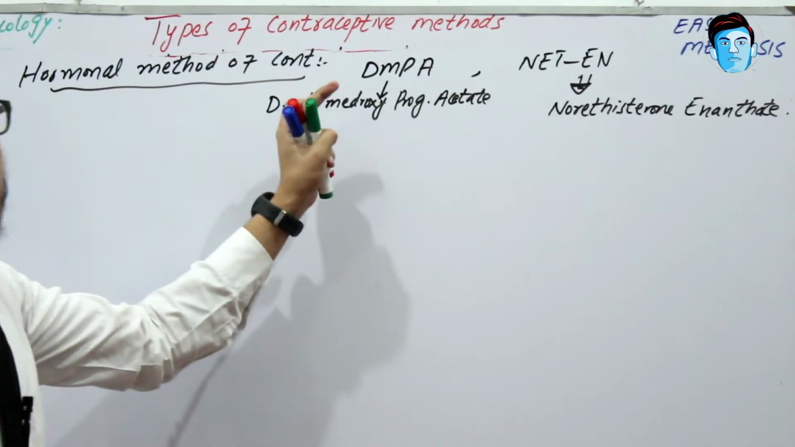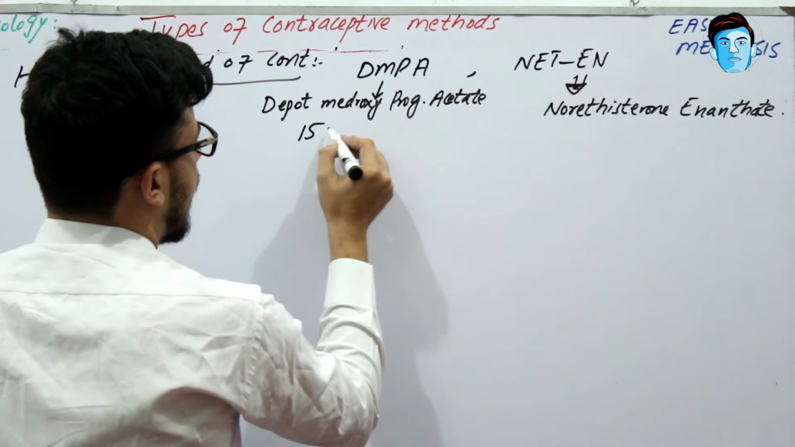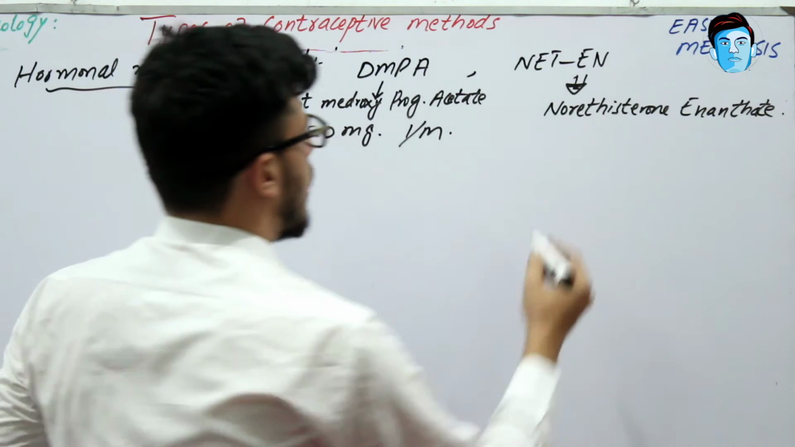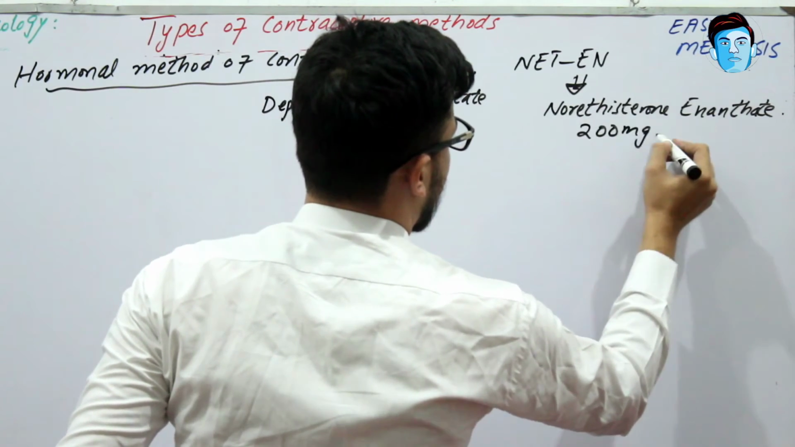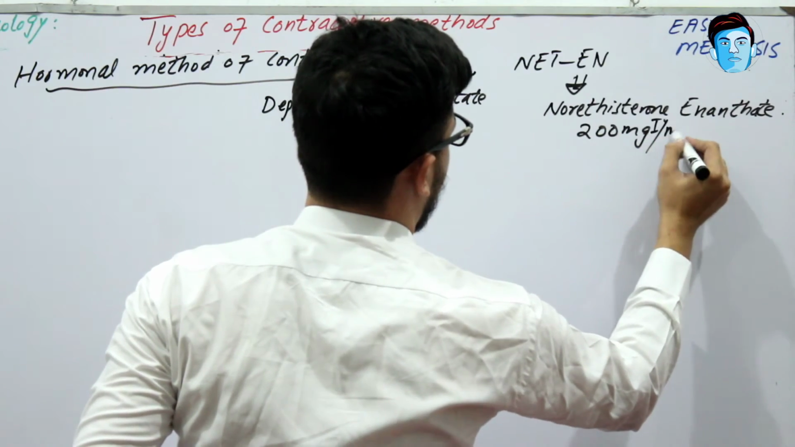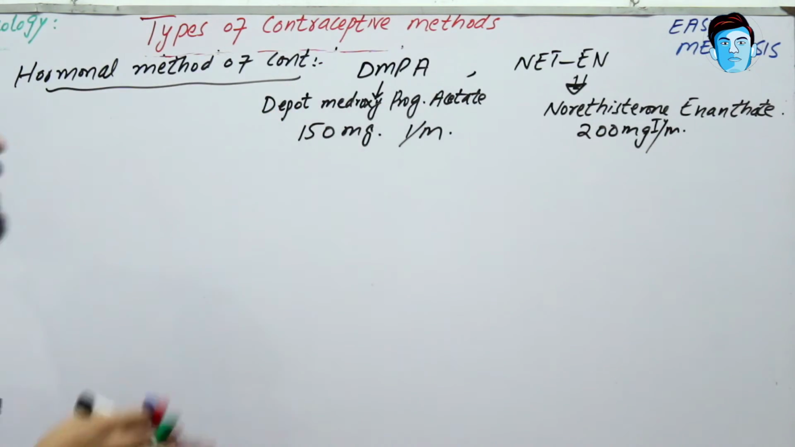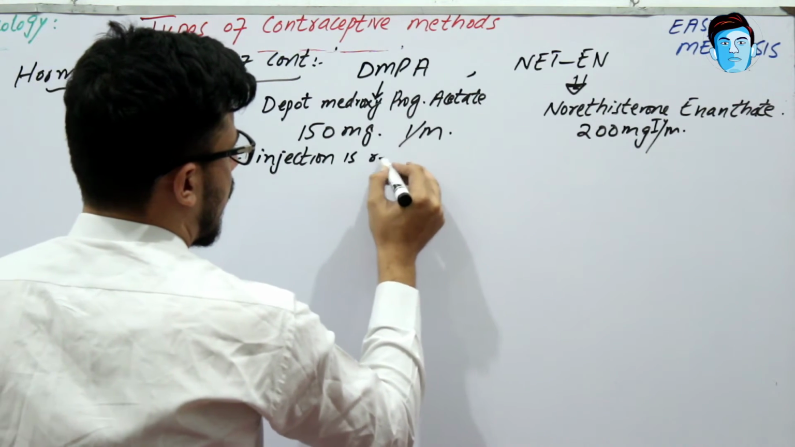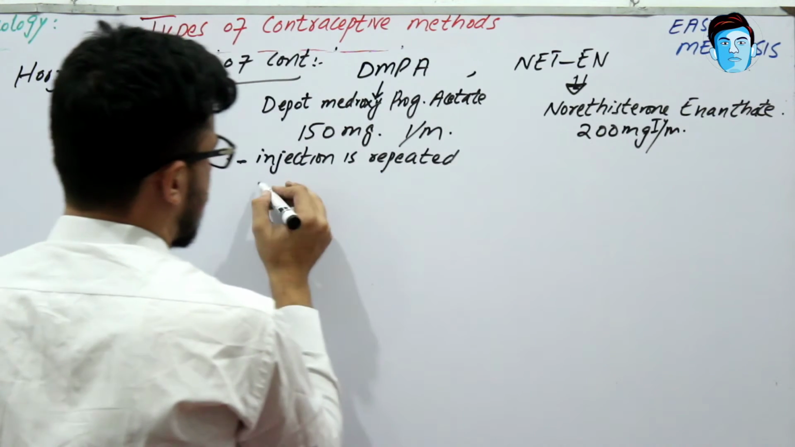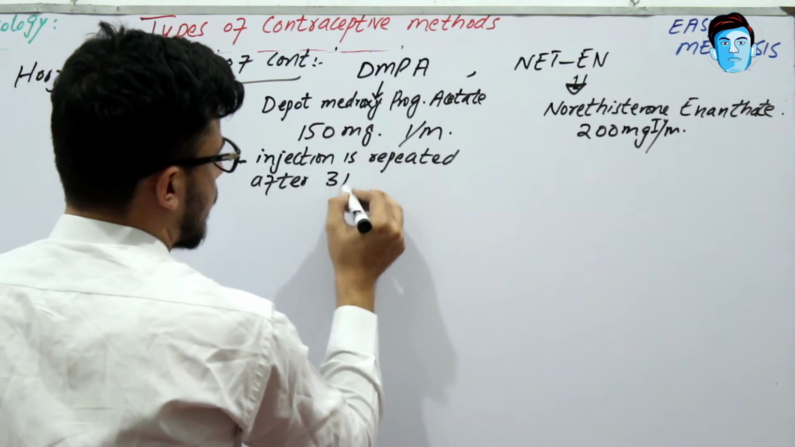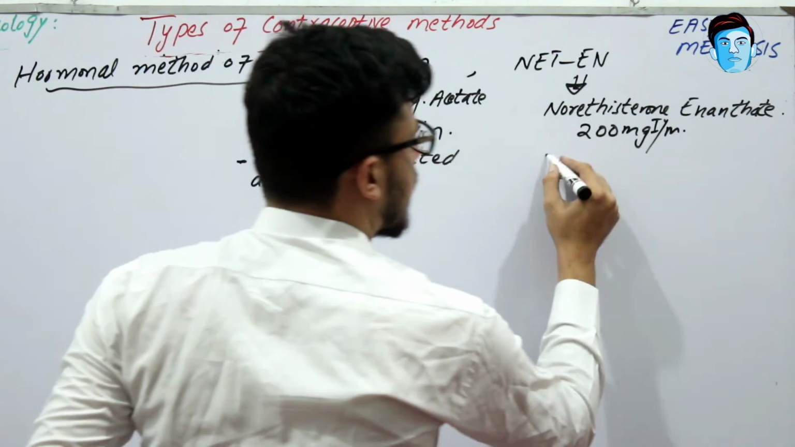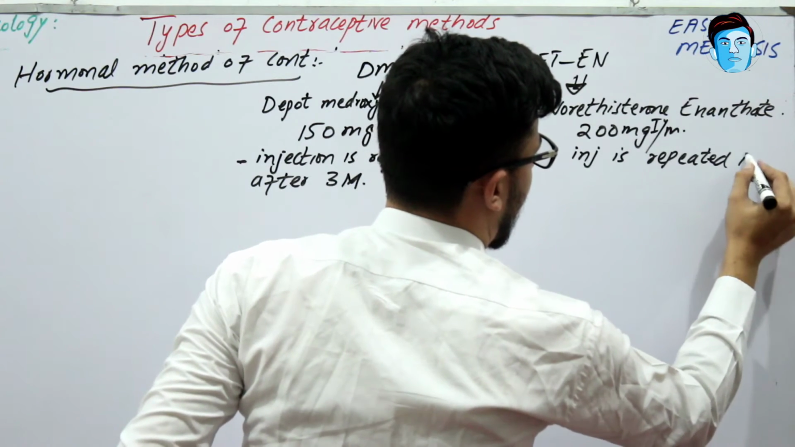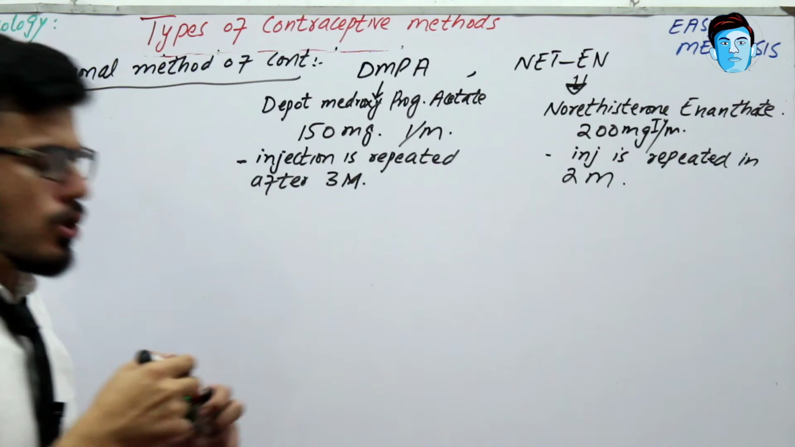Now DMPA is given in a dose of 150 mg IM, while NET-EN is given in a dose of 200 mg IM. The DMPA injection is repeated after 3 months, while in NET-EN the injection is repeated in 2 months. So this is important.